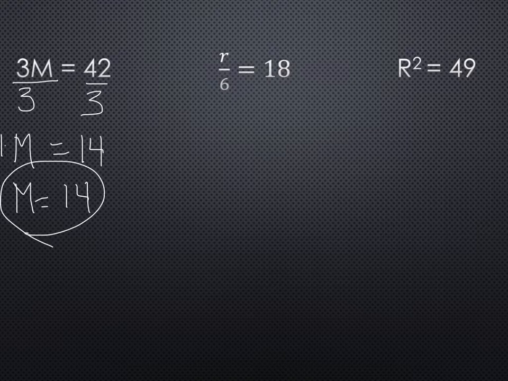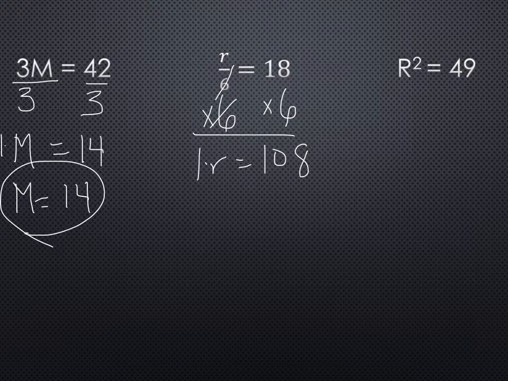Here I'm dividing by 6. The opposite of dividing by 6 is multiplying by 6. Times 6, that cancels those out. That means it's 1 times r is equal to 48, 108. The property of identity tells me I can put r by itself, and I get 108.